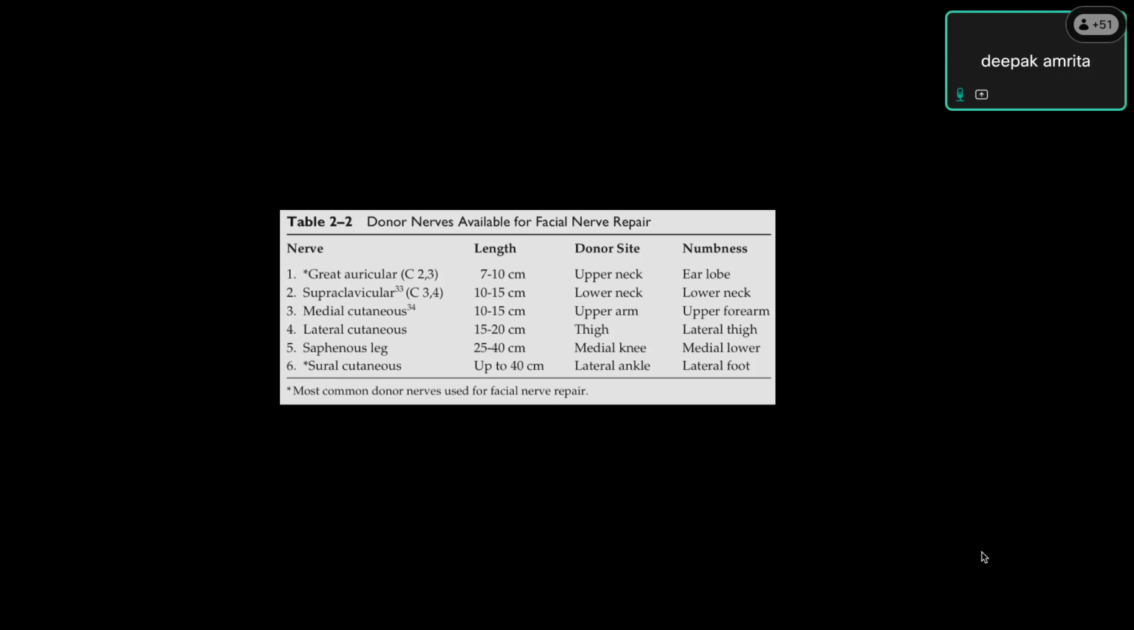Now, what are the donor nerves that are available for cable graft? The greater auricular is available, supraclavicular, medial antebrachial cutaneous, lateral antebrachial cutaneous, they are from the forearm, the saphenous from the leg, and the sural nerve, of which the sural nerve has got the largest length. But be careful, the sural nerve supplies the sensory input to the lateral foot and the sole. So if the patient has a diabetic foot or a neuropathic foot, try to avoid the sural nerve. Otherwise, they will have trauma and they would not recognize it.